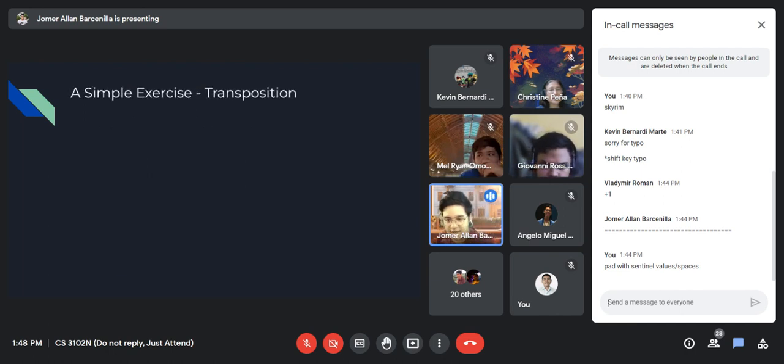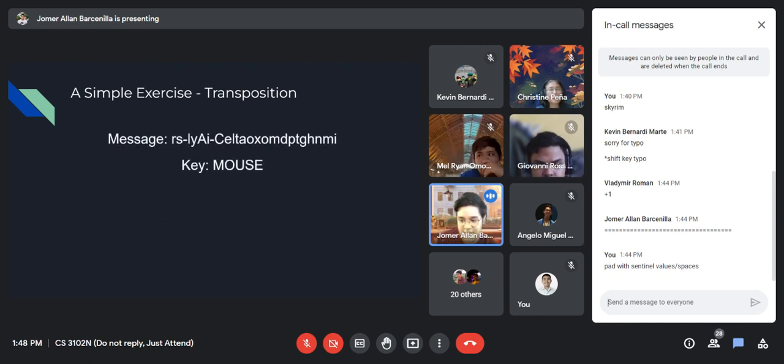So I have a simple exercise for you. Here's the message, and we have a keyword of MOUSE. So what would be the original message?